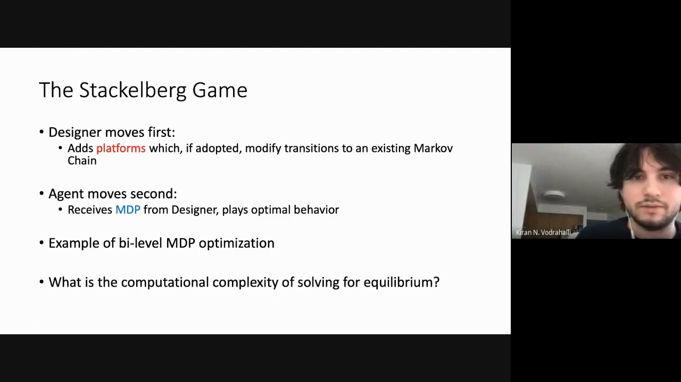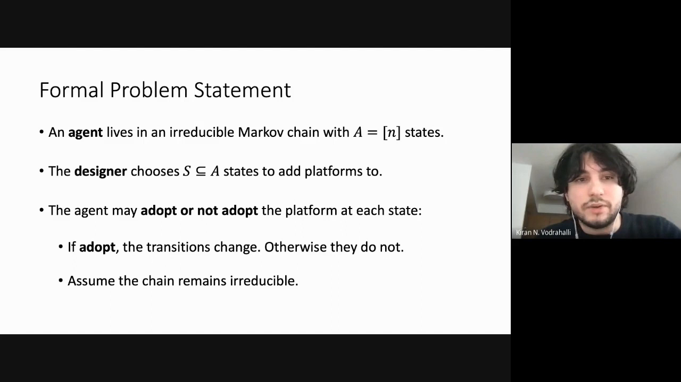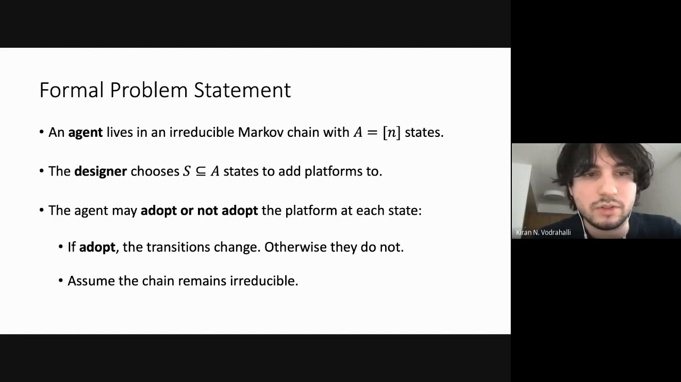So let's be a little bit more formal. The agent is going to live in an irreducible Markov chain with n states. The designer is going to choose a subset of these states to add platforms to. And then the action is just adopt or don't adopt the platform at each state. And we're just going to always assume that the chain remains irreducible.